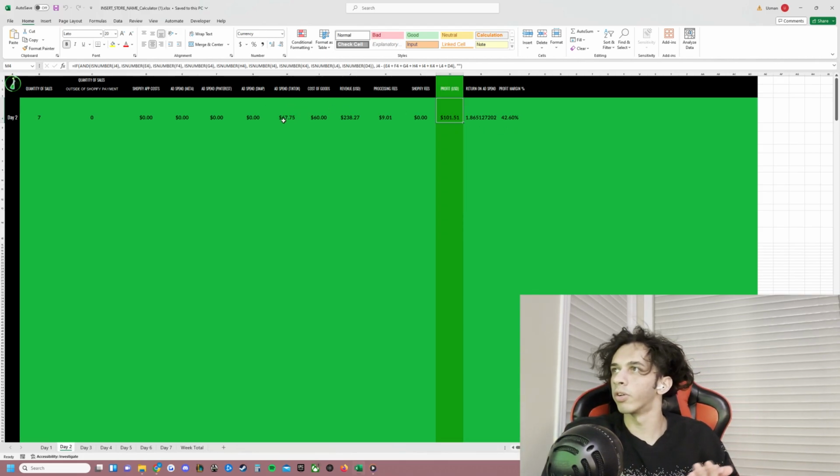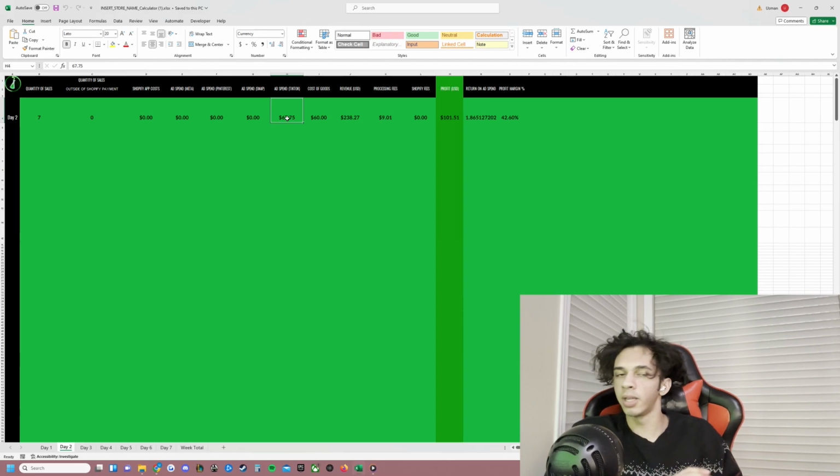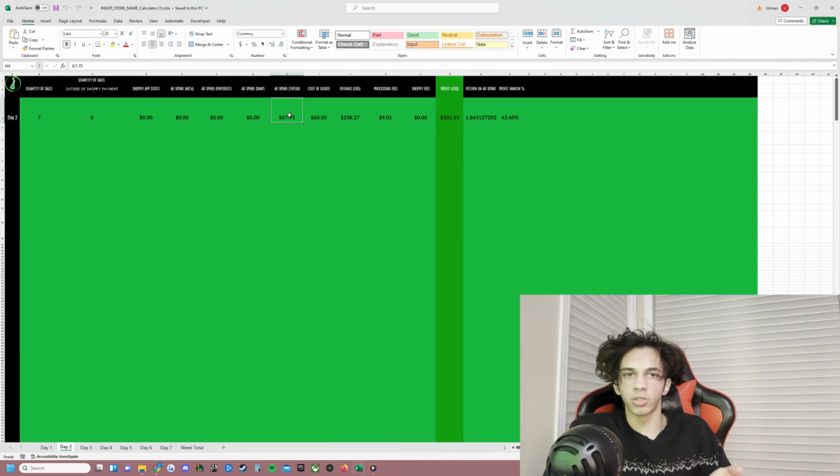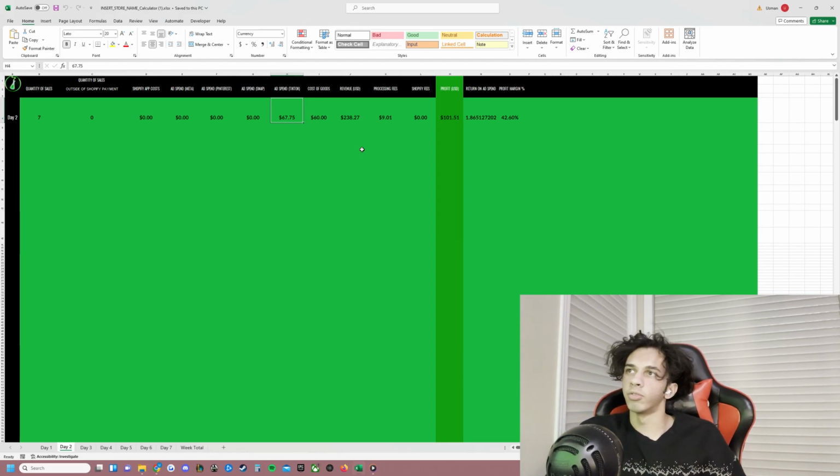Also, one thing I want to go over is the ad spend. So I'm spending Canadian currency to get US currency. So what I did is I pretty much just converted the Canadian currency to US so you guys don't get confused. But after being profitable by $100, I knew that I had enough room to scale for tomorrow.